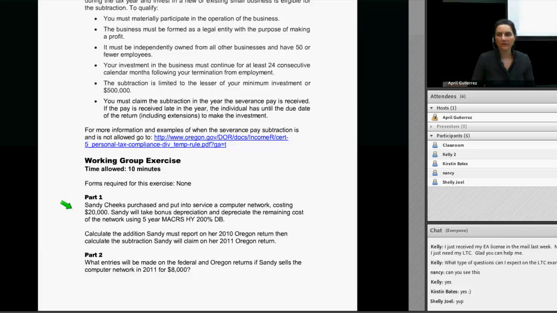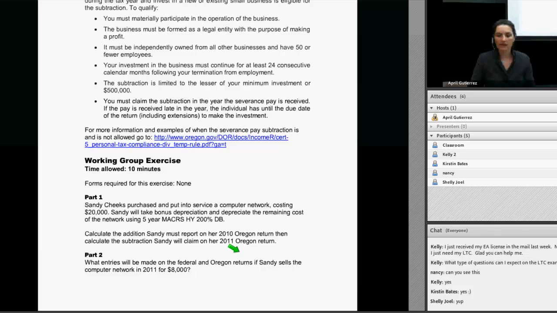Sandy Cheeks purchased and put into service a computer network costing $20,000. Sandy will take bonus depreciation and depreciate the remaining cost of the network using 5-year MACRS half-year 200% declining balance. Calculate the addition that Sandy has to report on her 2010 Oregon return, and then calculate the subtraction Sandy will claim on her 2011 Oregon return.